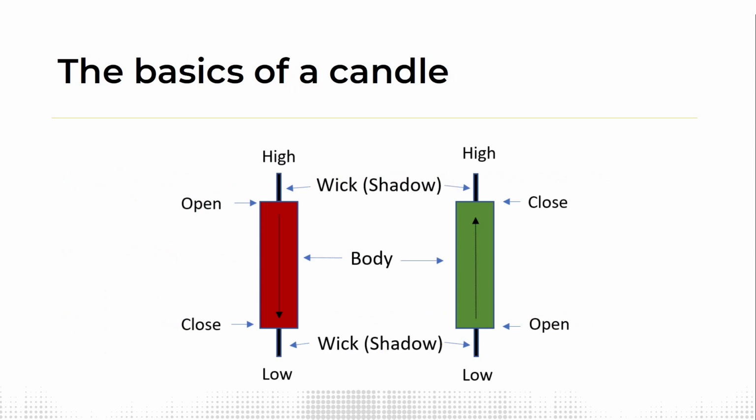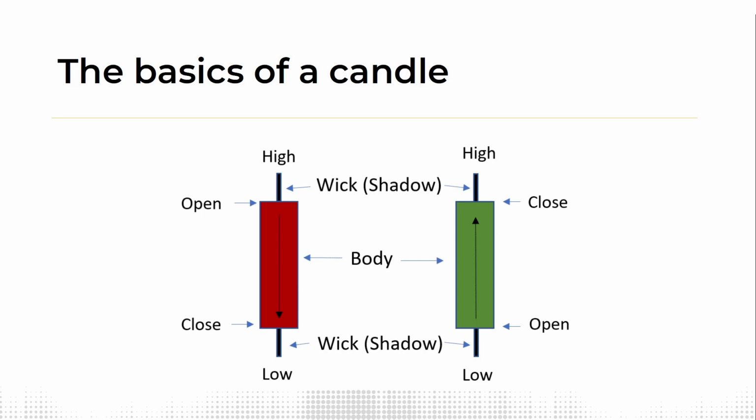So the basics of a candle. Here we have a red candle and a green candle. And what makes a candle red or green is of course where it opens and where it closes. Because if we look to the left at the red candle, it opened high and it closed lower. So you see that arrow in the middle that points down. And the opposite of course applies to the green candle. It opened low and pushed up.